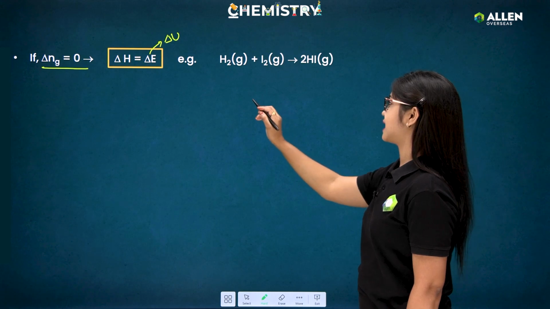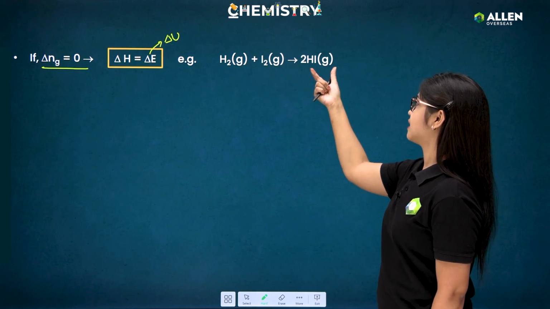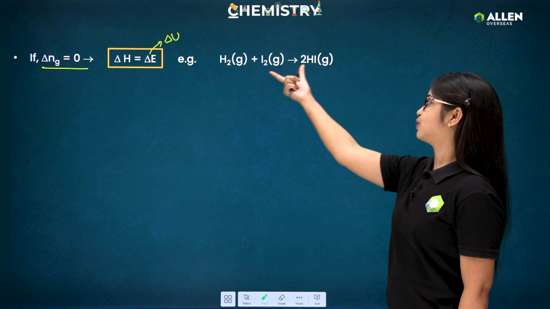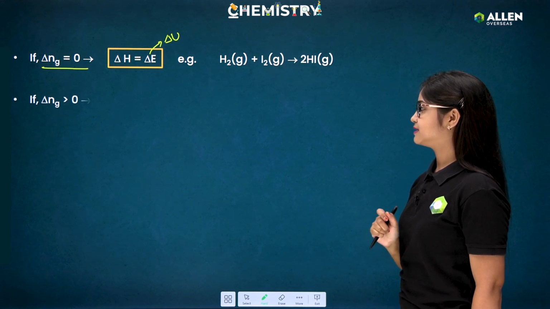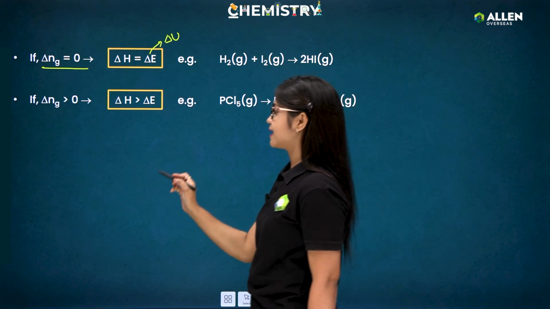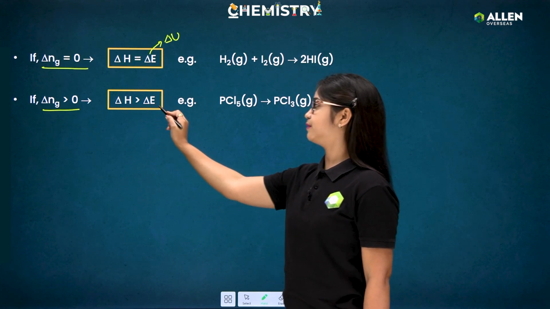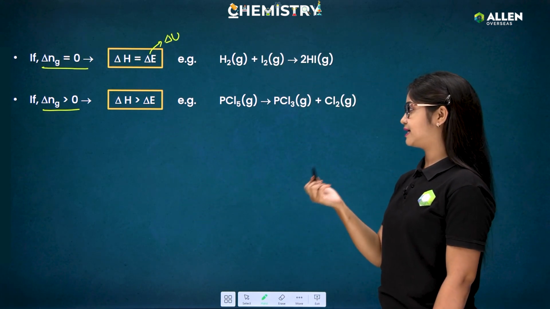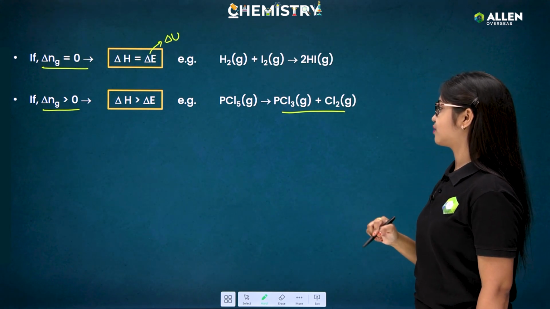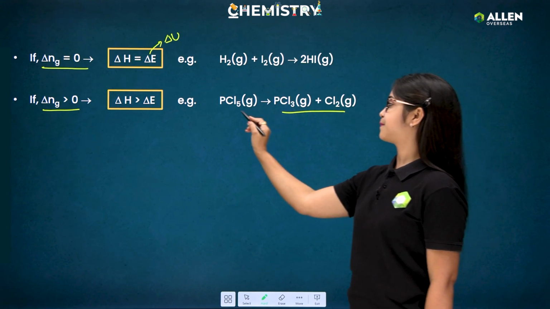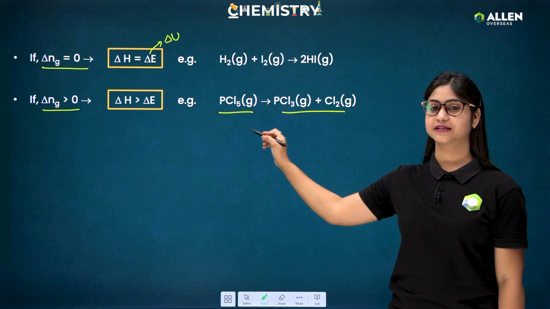For example, the reaction H2 gas plus I2 gas gives 2HI. Here the gaseous products are 2 moles and the gaseous reactants are also 2 moles, so 2 minus 2 is 0. The second condition is when delta Ng is greater than 0. In that case, delta H will become greater than delta E or delta U. For example, in this reaction the moles of gaseous products are 2, whereas for reactants we have 1 mole, so 2 minus 1 is 1, which is greater than 0.